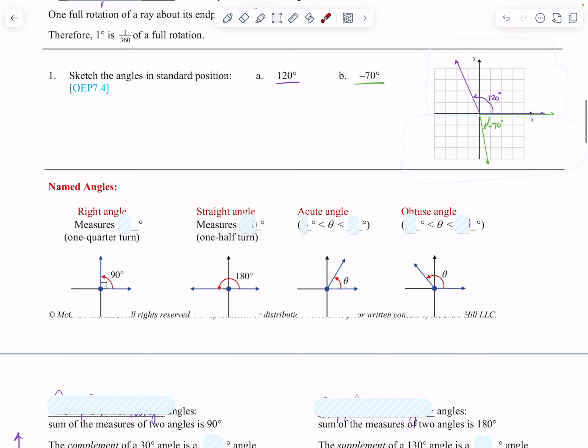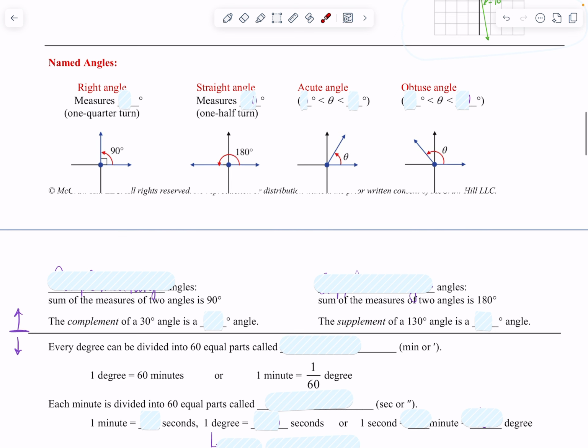All right, some high school geometry concepts that you will probably remember. A right angle measures 90 degrees. A straight angle measures 180 degrees. An acute angle is a small angle. It's going to measure between 0 and 90 degrees. And an obtuse angle is going to measure between 90 and 180 degrees.